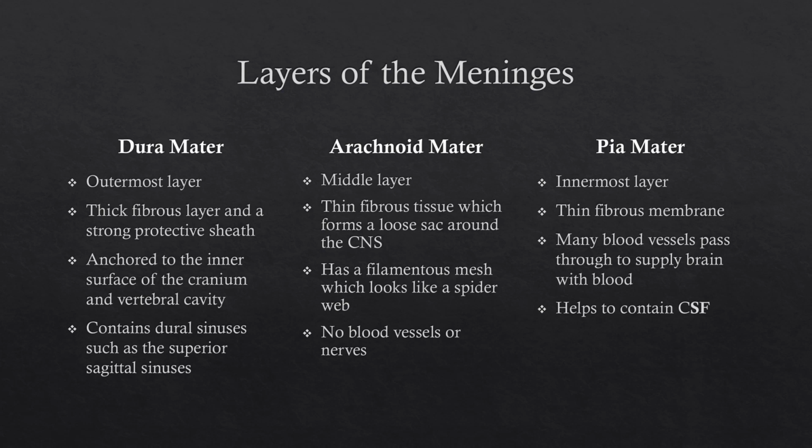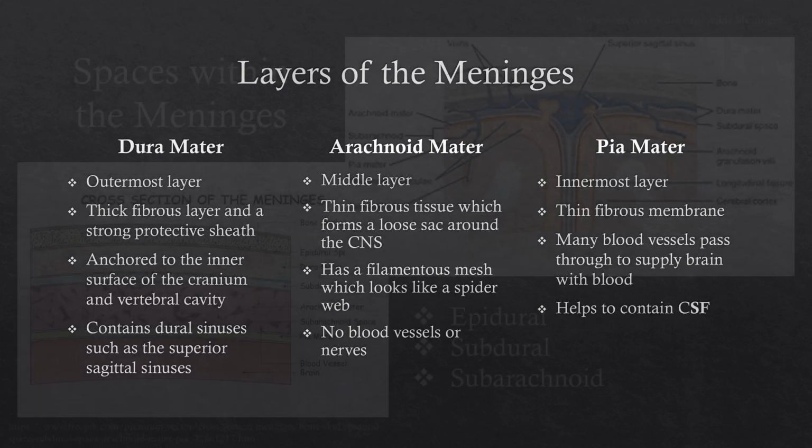The arachnoid mater is the middle layer of the meninges. It is a thick, fibrous tissue that forms a loose sac around the central nervous system. This layer does not contain blood vessels or nerves, but it does have connective tissue projections that look like a spider web unattached to the pia mater. The innermost layer is the pia mater. This is a thin, fibrous membrane. There are many blood vessels that pass through this layer to supply the brain tissue with blood. It also helps to contain cerebrospinal fluid.